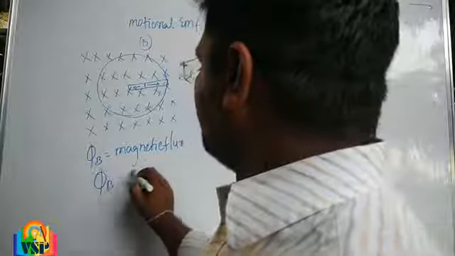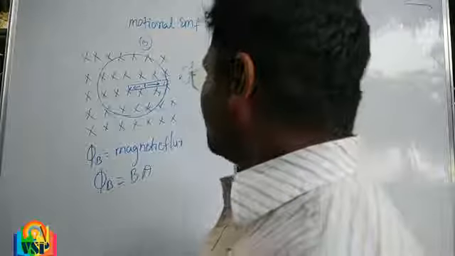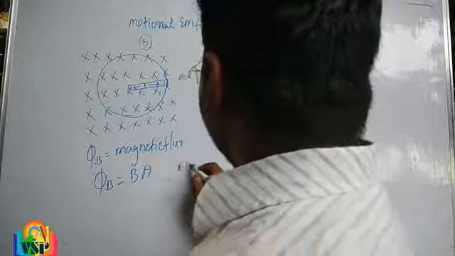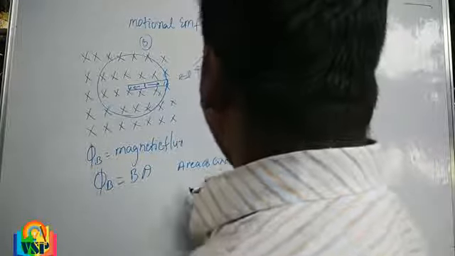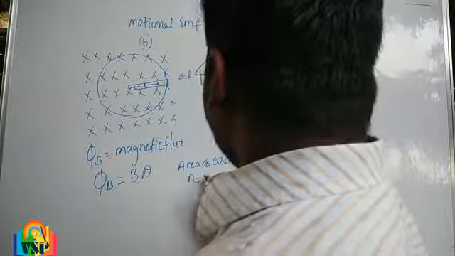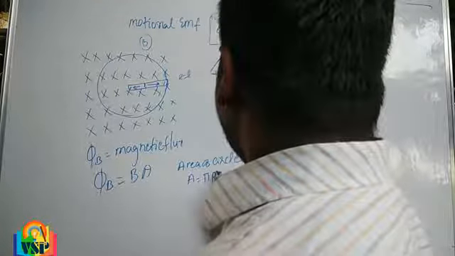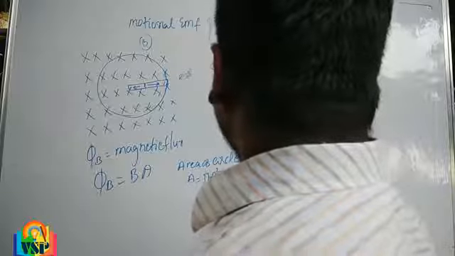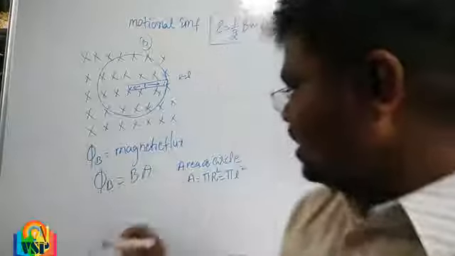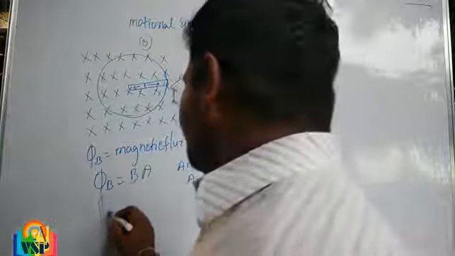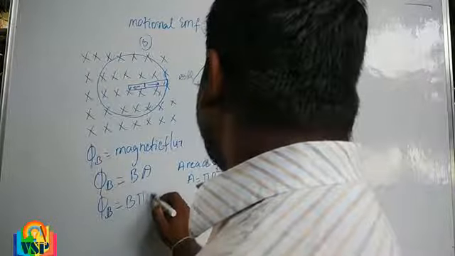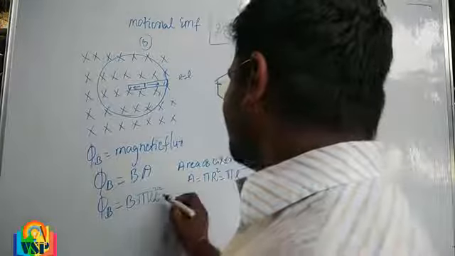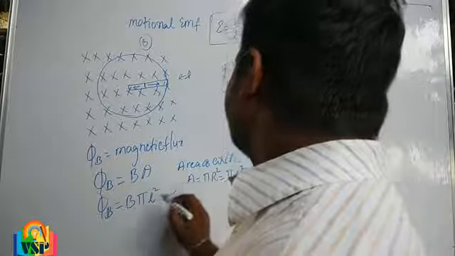Phi B is equal to BA. What is the area? Area of circle is equal to pi r square, in this case pi L square. Understand? Phi B is equal to B into pi into L square. This is equation 1.